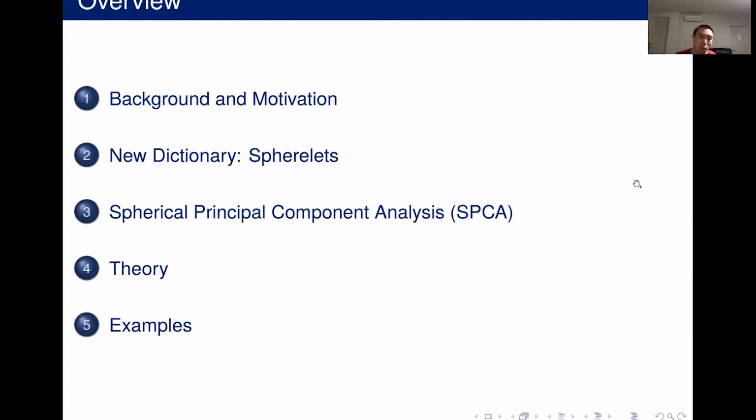So first I will talk about the background and motivation of this project. Then I will propose a new dictionary called the Spherelets for manifold approximation. And the key step is the so-called SPCA or spherical PCA. At the end, I will talk about some theory and examples of SPCA.